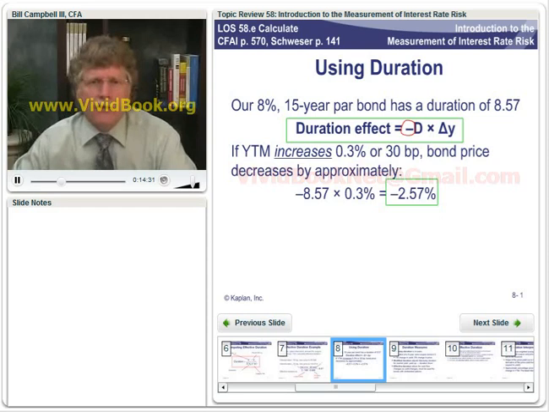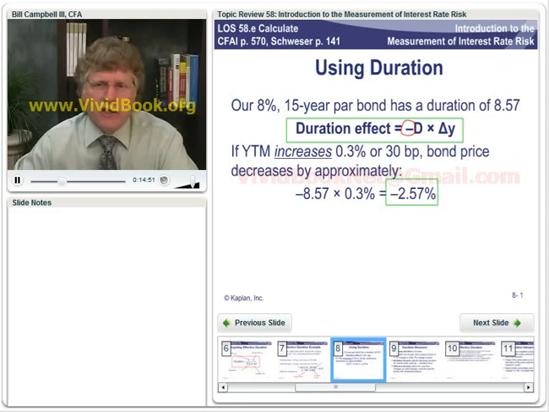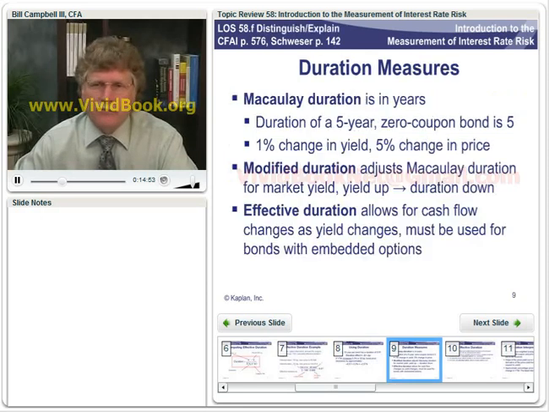So we would expect the value of the bond to drop by about 2.57%. That's how you use duration. Once again, you will have to do a calculation like this on your exam. Make sure you include that negative sign. One of the wrong answers will probably have the wrong sign because they know that people will forget to put that negative sign in there. Let somebody else make that mistake. You're the one who's going to get this one right.